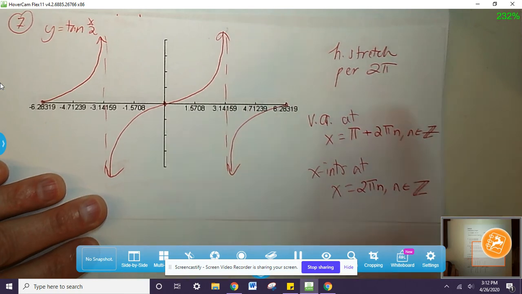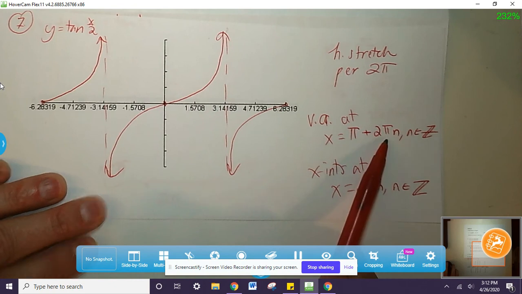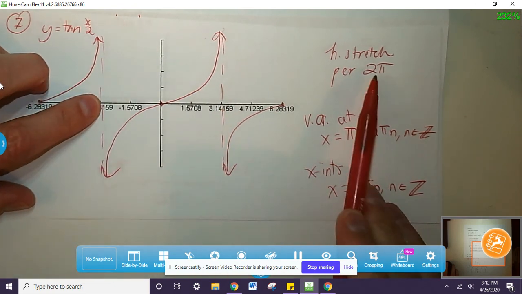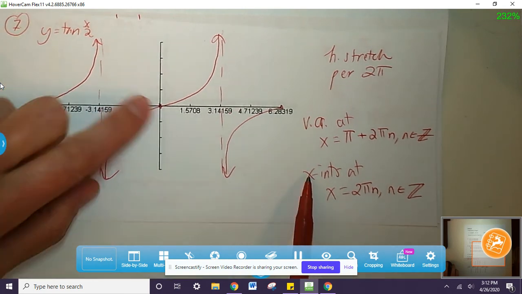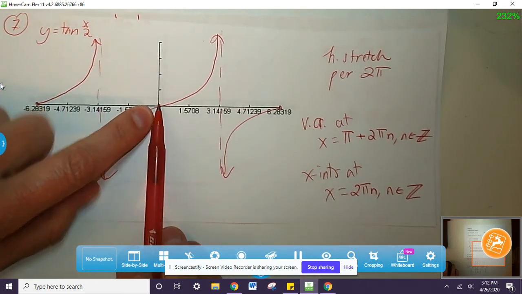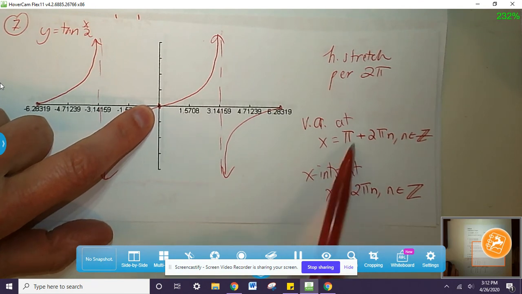Okay, so for vertical asymptotes, I chose pi as my first one, and they are 2 pi apart. The vertical asymptotes, for tangent, are always 1 full period apart. And for my x-intercepts, I chose 0 to start with, and the next x-intercept is 2 pi away. So that's how I ended up with 2 pi n. There are other answers you can write here.